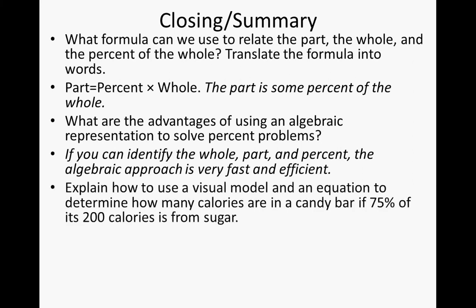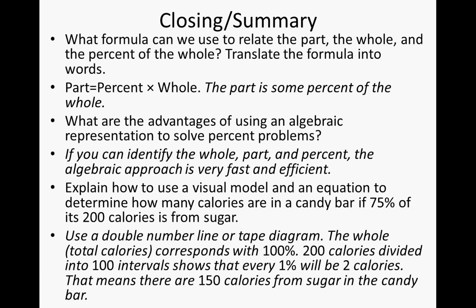Explain how to use a visual model and an equation to determine how many calories are in a candy bar if 75% of its 200 calories is from sugar. Well, you would explain that using a double number line or a tape diagram. The whole, which is the total calories, corresponds with 100%. So 200 calories divided into 100 intervals shows that every 1% will be 2 calories. That means there's 150 calories from sugar in a candy bar.